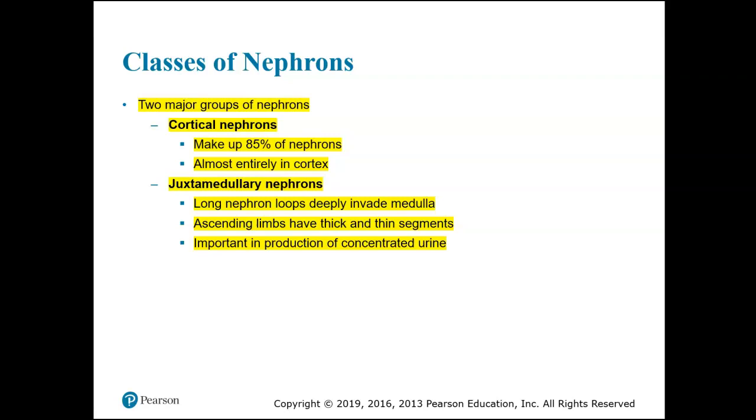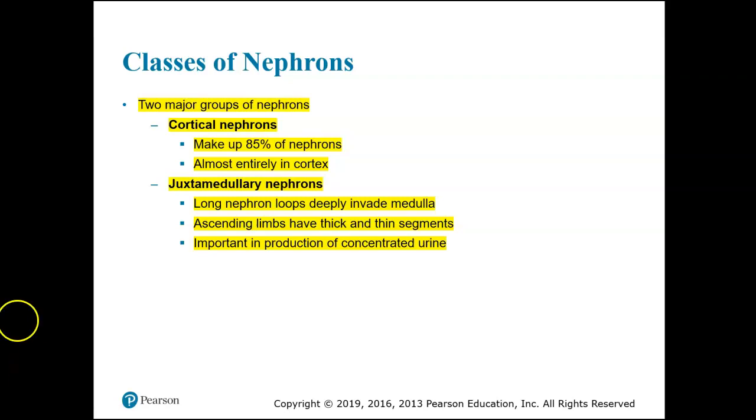We are starting with slide number 39 in the chapter 25 slide set A. The two types of nephrons. Remember that a nephron is one unit of the kidney that produces a small amount of urine. There are millions of nephrons, and all of that urine is collected and sent to the bladder. But each nephron produces a very small, very minute amount of urine.